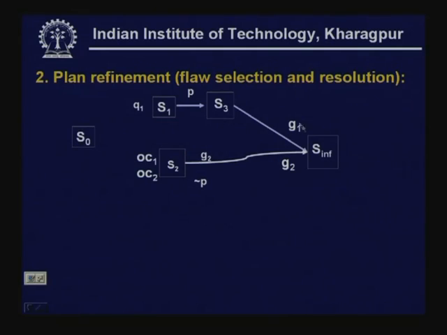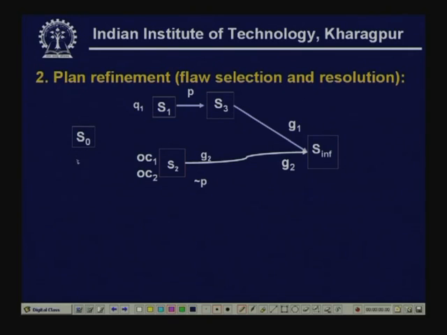So, this is an example of a partial plan. Apart from the initial state S0 and the final state Sinf, we have 3 other steps S1, S2 and S3. S3 achieves G1, S2 achieves G2, S2 deletes P, S1 achieves P which is required for S3. S1 has a precondition Q1, S2 has 2 preconditions OC1 and OC2. So, can you tell me from this example what are the flaws in this partial plan?